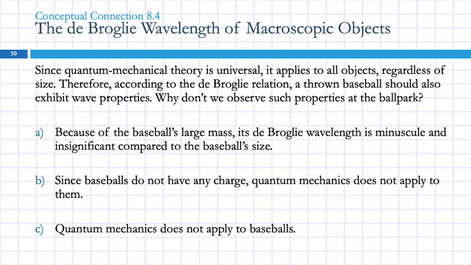Yeah, somebody chuckled. Well, up here it says quantum mechanical theory is universal, it applies to all objects. Okay, so it's this one. We can't see its wavelength because its mass is so big that the wavelength is just almost zero, right? So you can't see that it's moving as a wave. It just is so little it doesn't matter. But in theory, it does have a wavelength. Any questions?